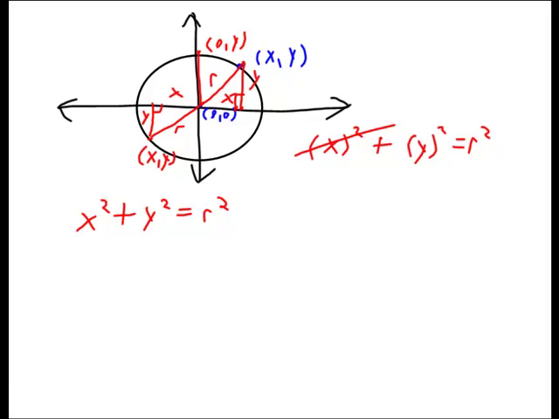So we can define the circle as a conic section where it's a set of points equal distance from its center, and its basic form or equation is going to be x squared plus y squared equals r squared.